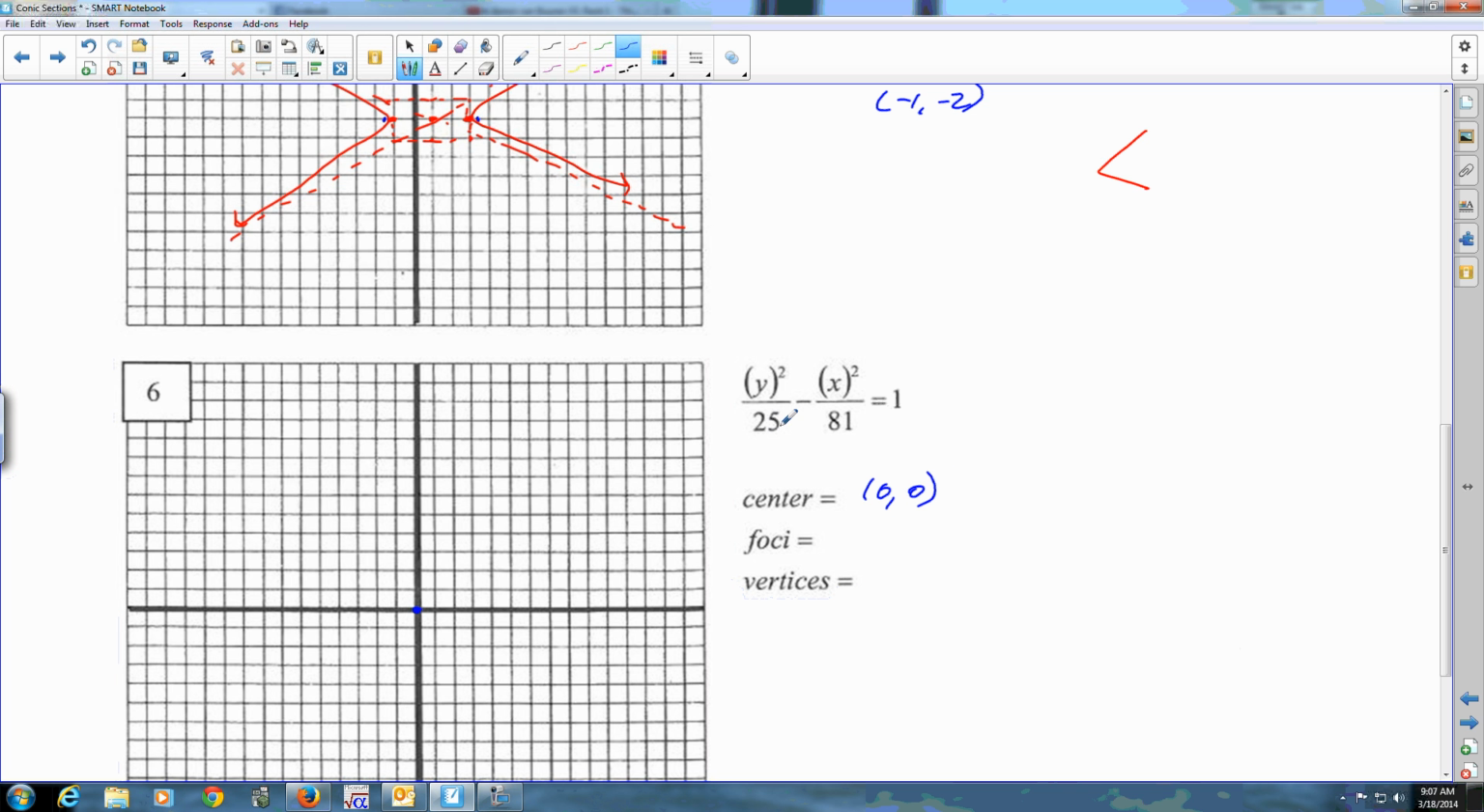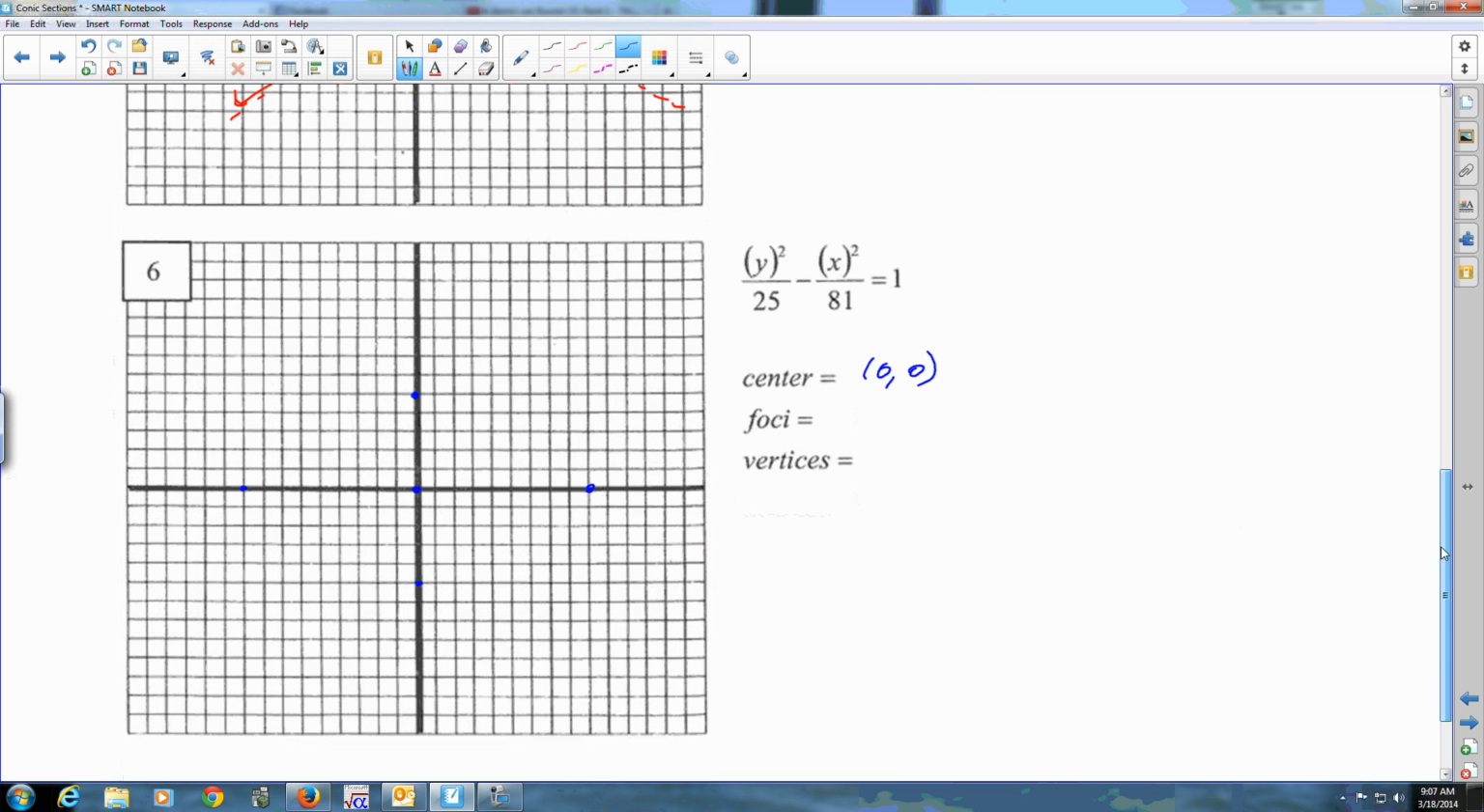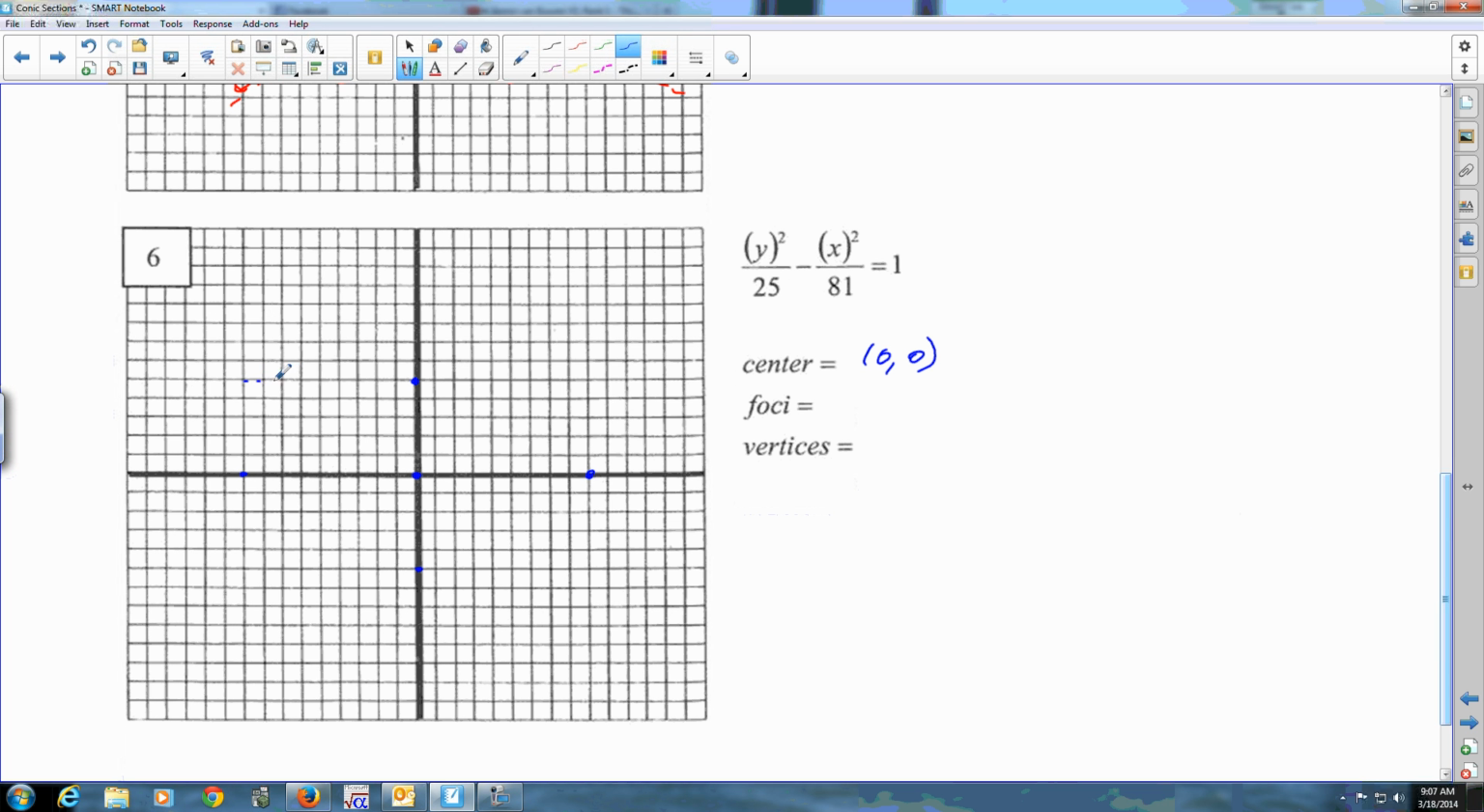The vertices, well, let's find them. I'm going to go 5 units in the y direction, 1, 2, 3, 4, 5, up and down, and then 9 units in the x, 1, 2, 3, 4, 5, 6, 7, 8, 9 each way. Now that, like I told you before, is going to define a box. This box isn't actually a part of your answer, so that's why I'm dashing it. I either haven't had enough caffeine or had too much.